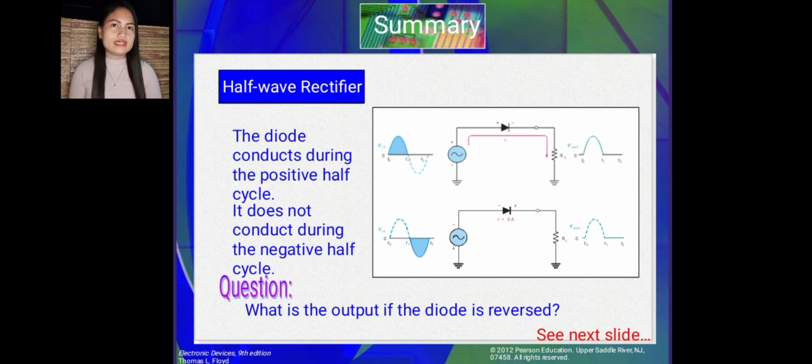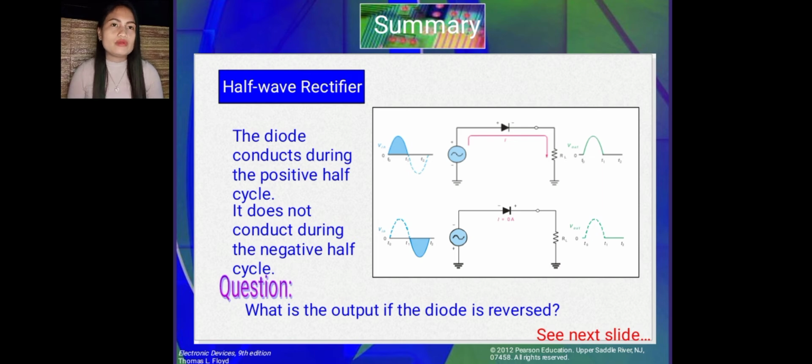Half-wave rectifier. The diode conducts during the positive half cycle and it does not conduct during the negative half cycle. So in the figure, it illustrates the process called half-wave rectification. A diode is connected to an AC source and to a load resistor RL, forming a half-wave rectifier. Keep in mind that all ground symbols represent the same point electrically.